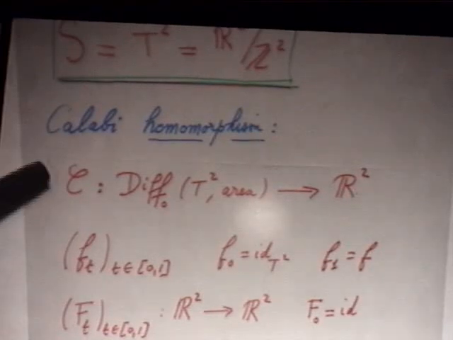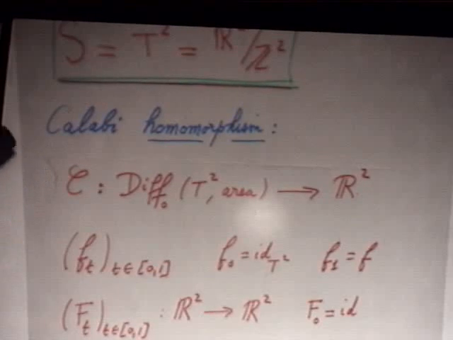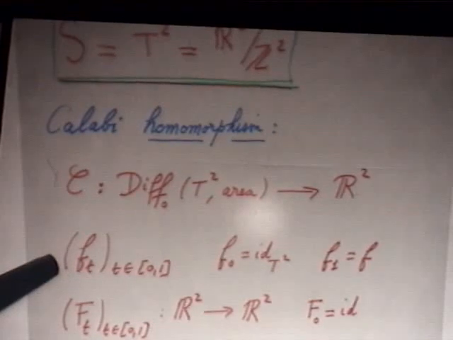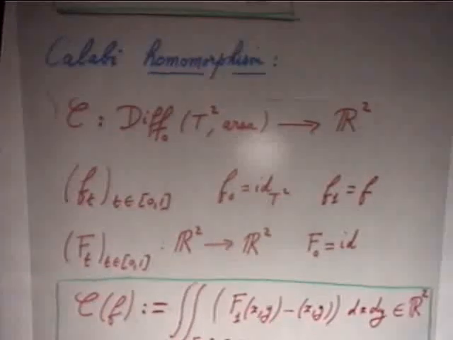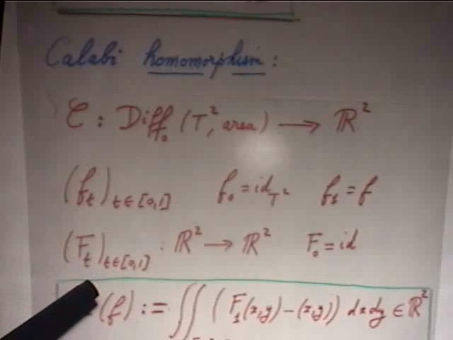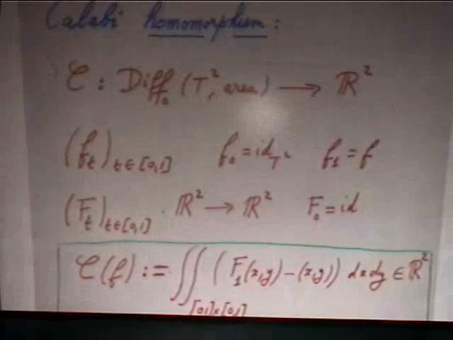Suppose you have some diffeomorphism of the torus, isotopic to the identity, preserving the area. Call it F. Connect it to the identity by some path. So you have some isotopy F sub t, F0 is the identity, and F1 is the given diffeo F. Then lift this isotopy to the universal cover R2. What you get is an isotopy, capital F sub t, connecting the identity, F0, to some F1, which is a lift of F.